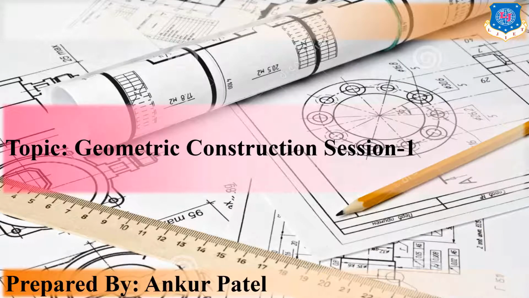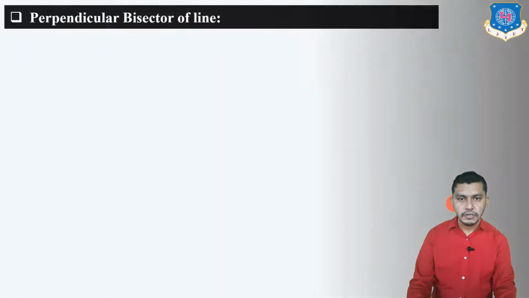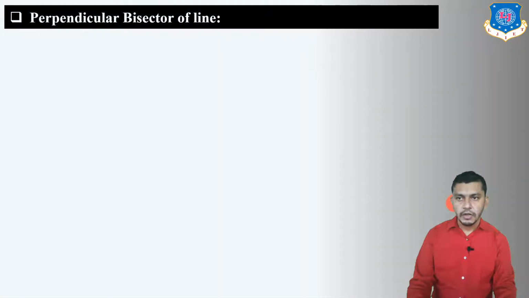Hello everyone, myself Ankur Patel, and today in this first session of geometric construction we are going to discuss basic geometry: how to draw a perpendicular bisector of a line, how to draw a bisector of an angle, how to divide a circle into equal number of divisions. So let's start with the first one, how to draw a perpendicular bisector of a line.